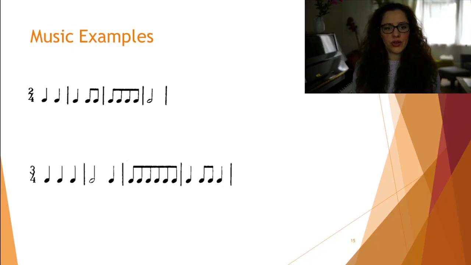let's have a listen on how these different rhythms will sound when we perform them. So for the first one, I'm going to say ta ta for the crotchet notes and ti ti for the quaver notes. And I'm going to clap the beat. Ta ta ta ti ti ti ti ti ti ta.